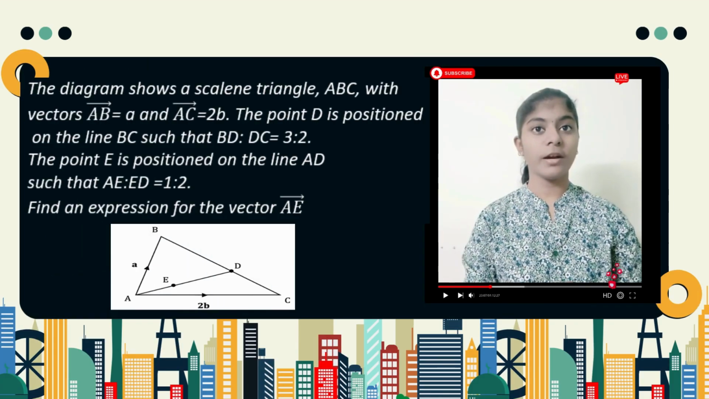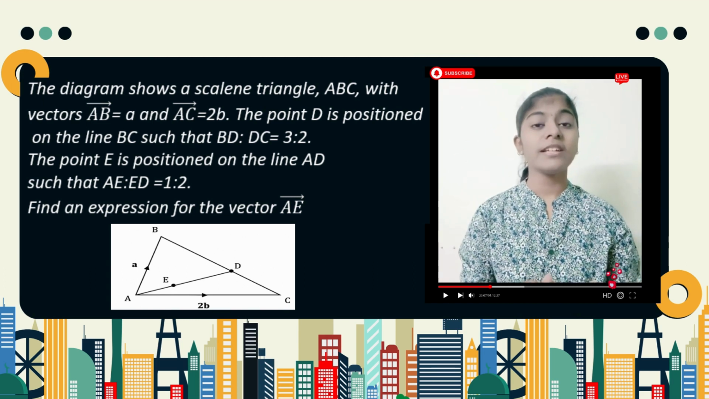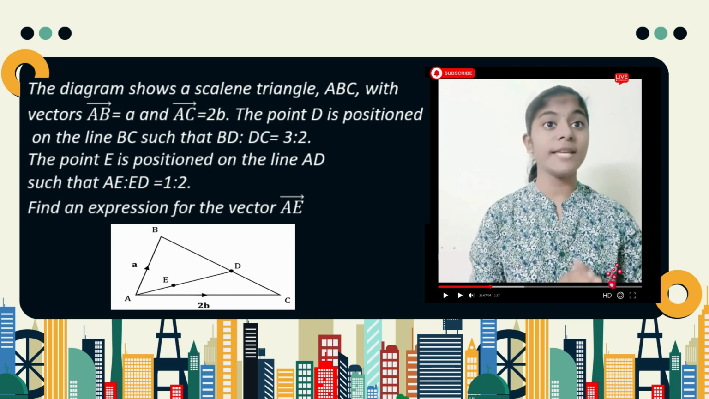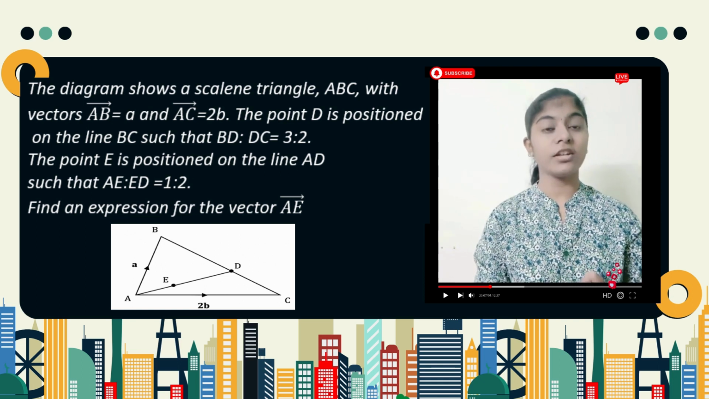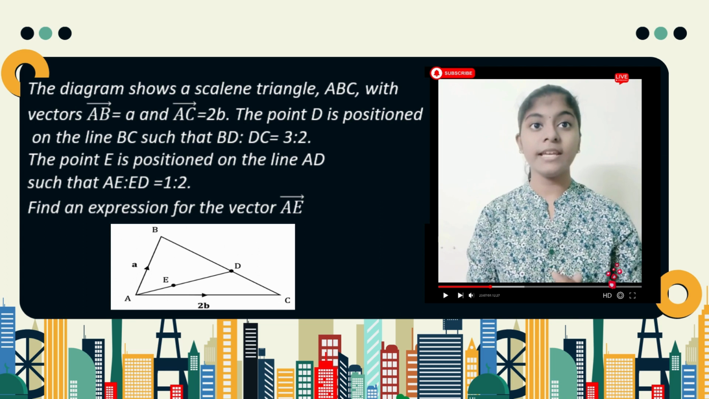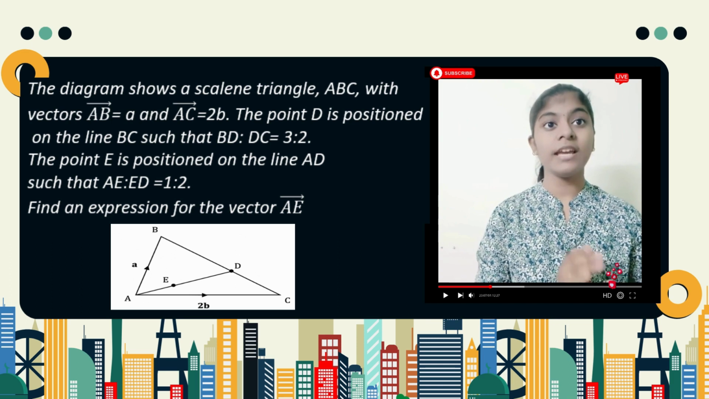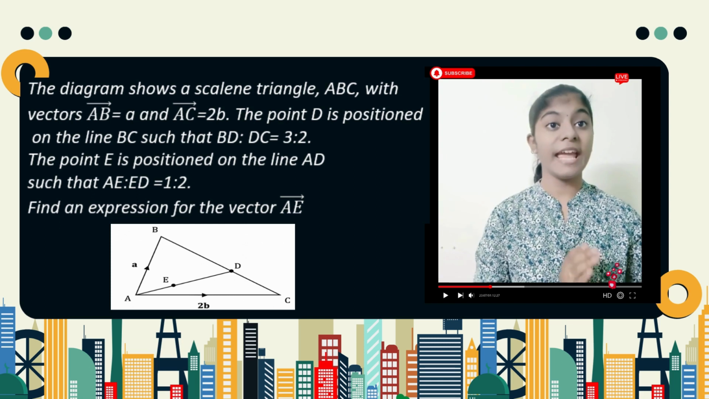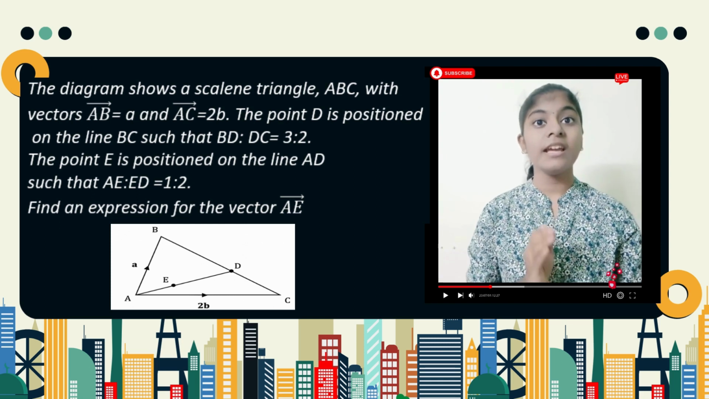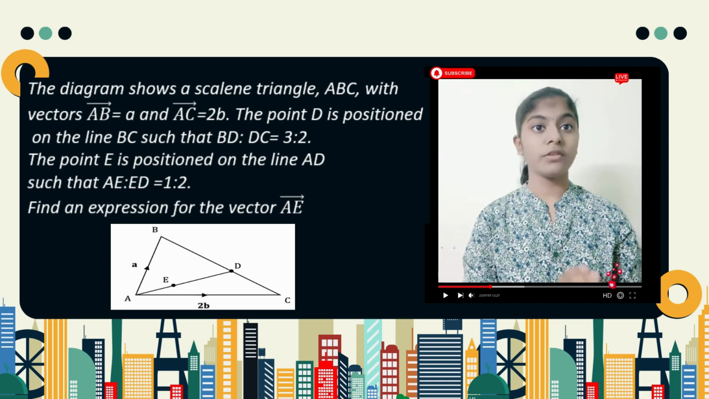Now, I will be talking about problem solving in vector architecture. Let's see the question. The diagram shows a triangle ABC with vector AB equals A and vector AC equals 2B. The point D is positioned on the line BC such that BD ratio DC equals 3:2. The point E is positioned on the line AD such that AE ratio ED equals 1:2. Find an expression for the vector AE. Let's see the solution.